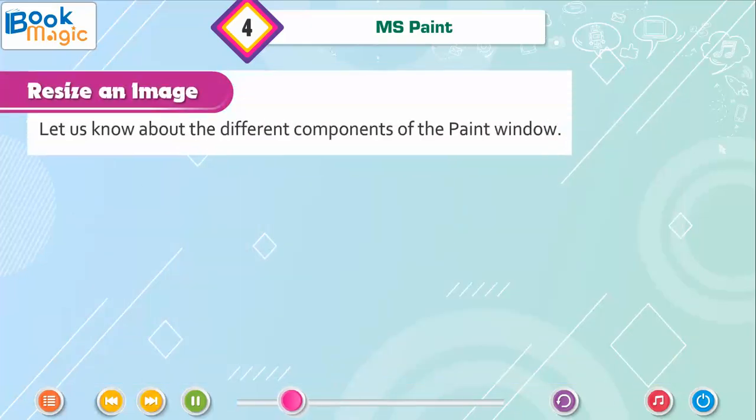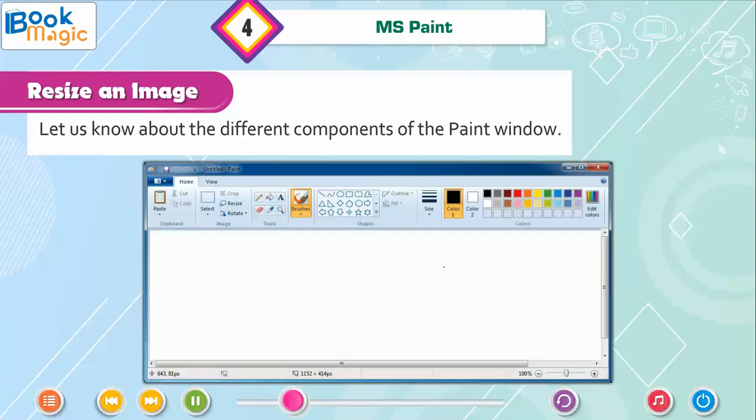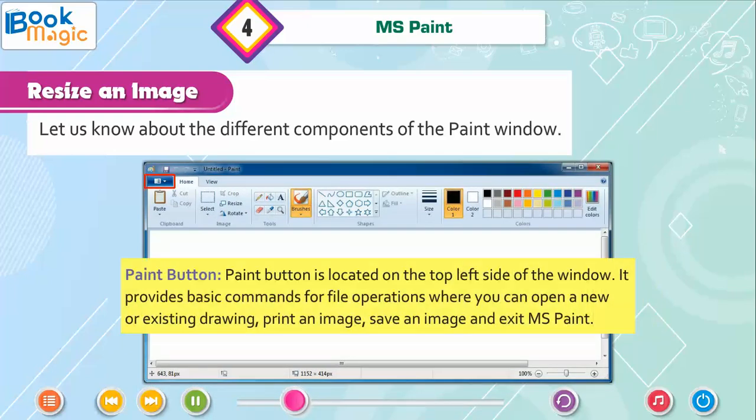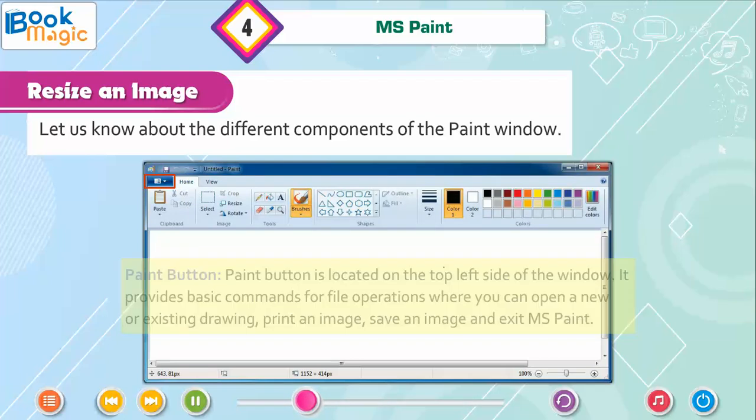Components of Paint window. Let us know about the different components of the Paint window. Paint button. Paint button is located on the top left side of the window. It provides basic commands for file operations where you can open a new or existing drawing, print an image, save an image, and exit MS Paint.